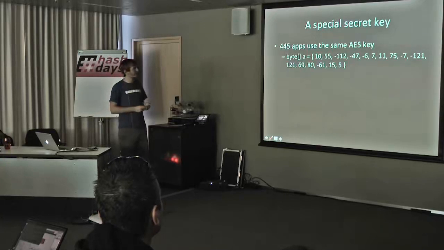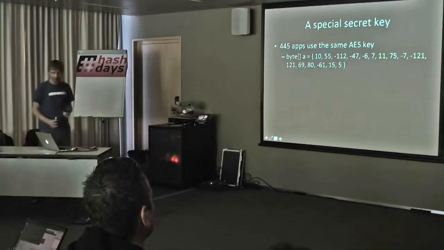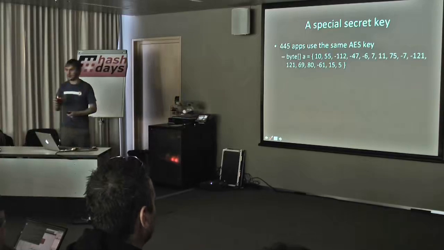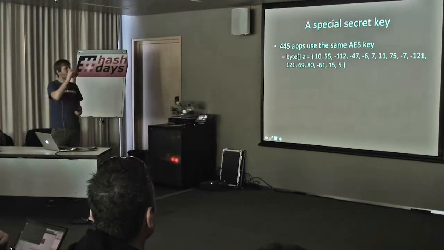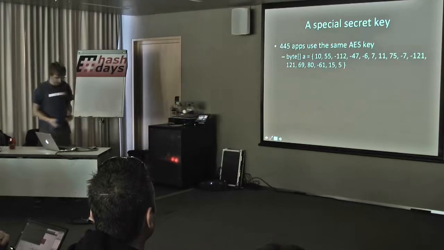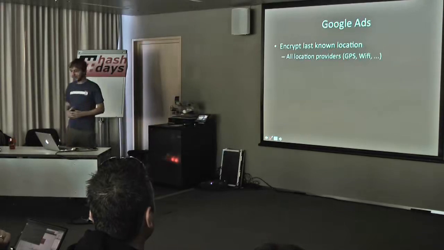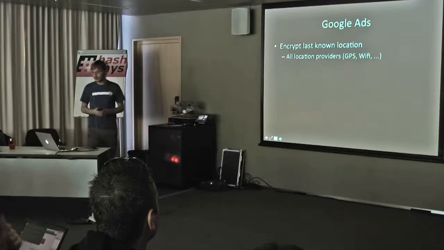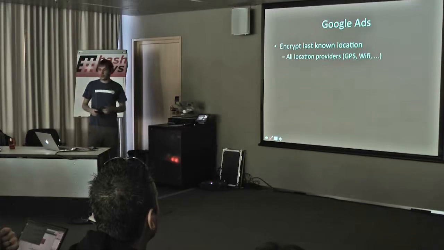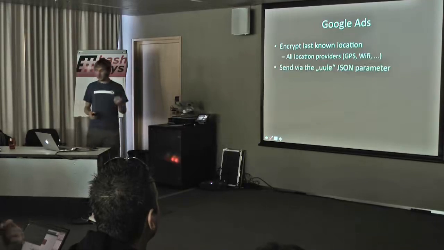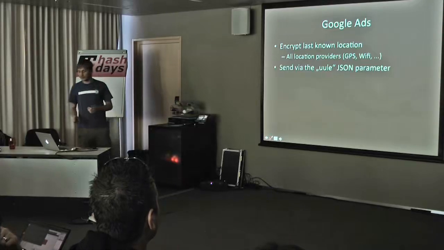Well, and one day I realized there's actually a really special secret key. 445 apps use the same AES key. I was wondering, why would all these apps use the same AES key? And the winner is Google Ads. What they do is encrypt the last known location of the user. They get all the geolocation information from GPS and your Wi-Fi, and they encrypt it with the key we saw. And they send it via the UULE JSON parameter to the Google servers.